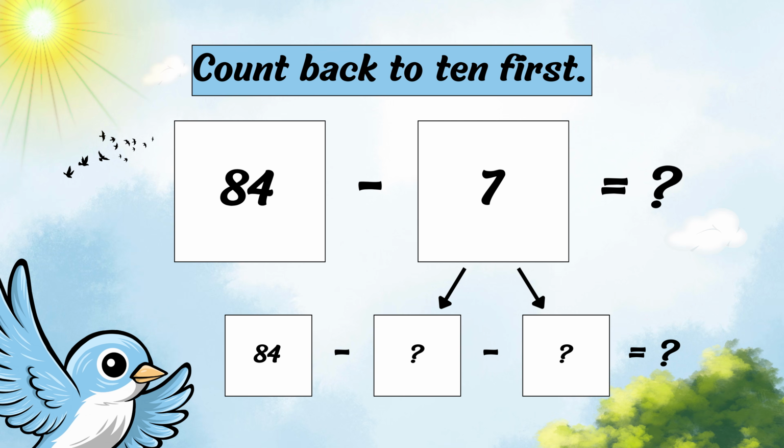Count back to 10 first. 84 minus 7 equals? Break 7 into smaller numbers and count to 10 first. 84 minus 4 equals 80. Subtract what's left. 80 minus 3 equals 77.